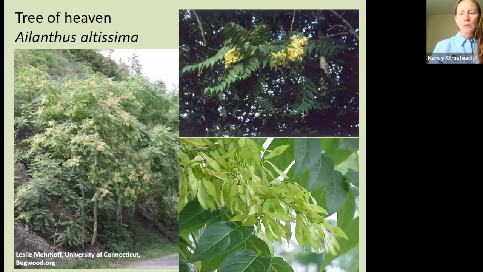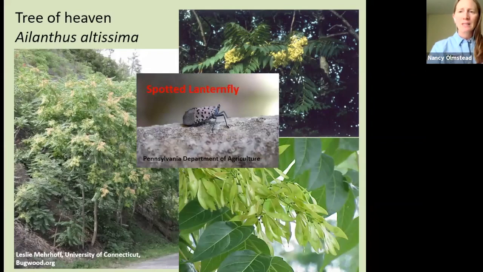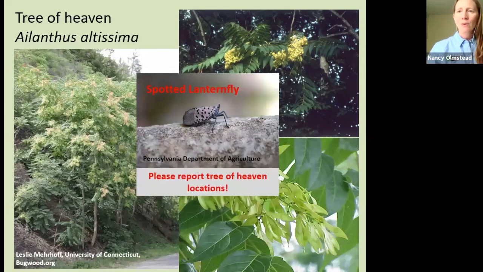And this tree is important to report because it is host to a very destructive invasive insect called the spotted lanternfly, which again, we don't have in Maine, but it's very destructive to many different crops, apples and grapes and hops. And so we definitely don't want this insect in Maine, and we think that it's closely attracted to tree of heaven. So please report any locations where you think there is tree of heaven in the landscape. It can look a little bit like a sumac, so look carefully.